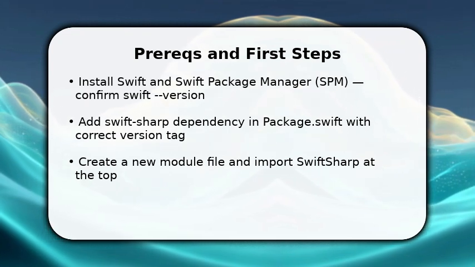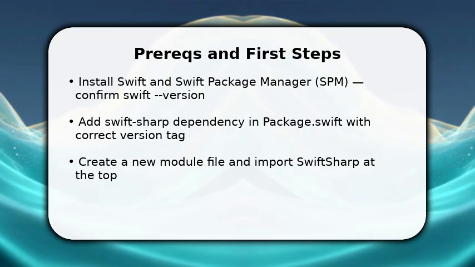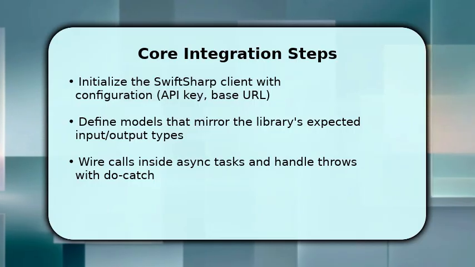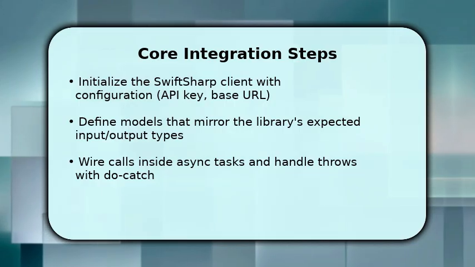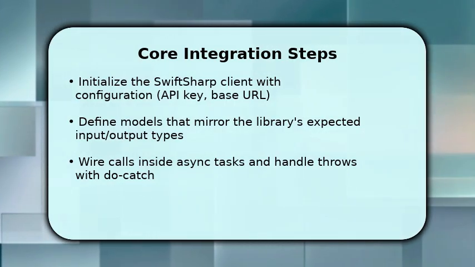Now integrate core usage. Initialize the SwiftSharp client with your config object, passing credentials and endpoints so requests authenticate and route correctly. Next, define local models matching the library's input/output contracts to simplify mapping. This prevents type errors and eases decoding.